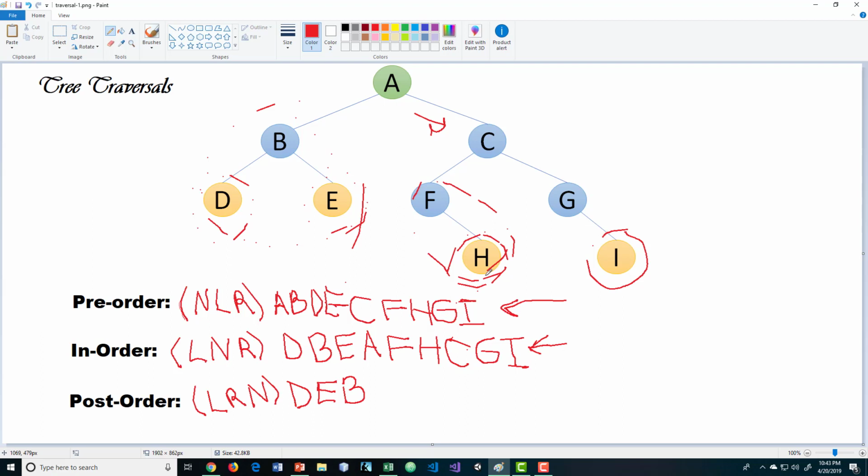I don't have a left. Well, what about your right? I don't have a right. Well, what about yourself? Nope, haven't visited myself yet. So you can mark yourself as visited.